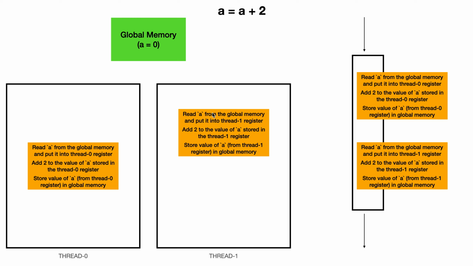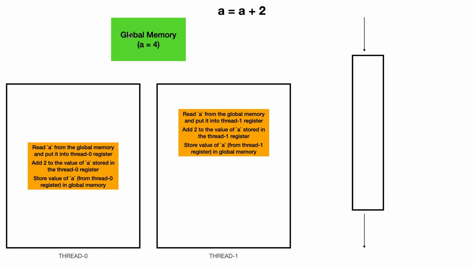This time, the instruction would get pushed to a queue. Since we are not doing the normal A equals to A plus 2, but rather using some atomic operation, it's going to get pushed to some kind of queue, and that queue is going to get popped out in a very sequential manner. So we introduce some kind of sequentiality, and because of that sequentiality, we would always get A equals to 4 in the global memory.